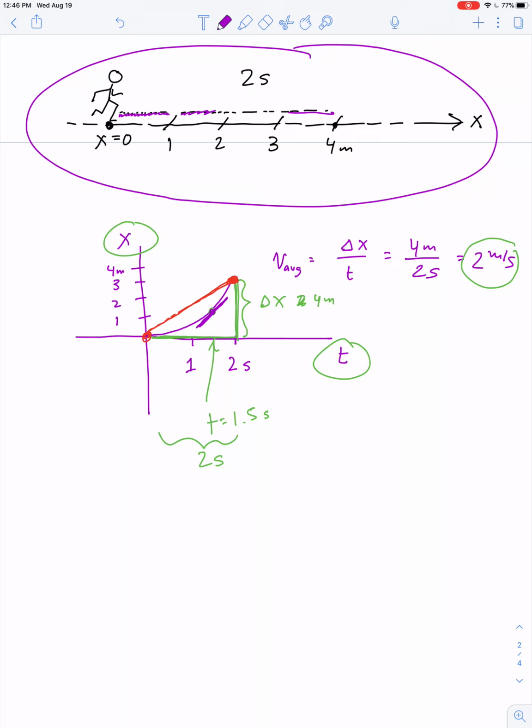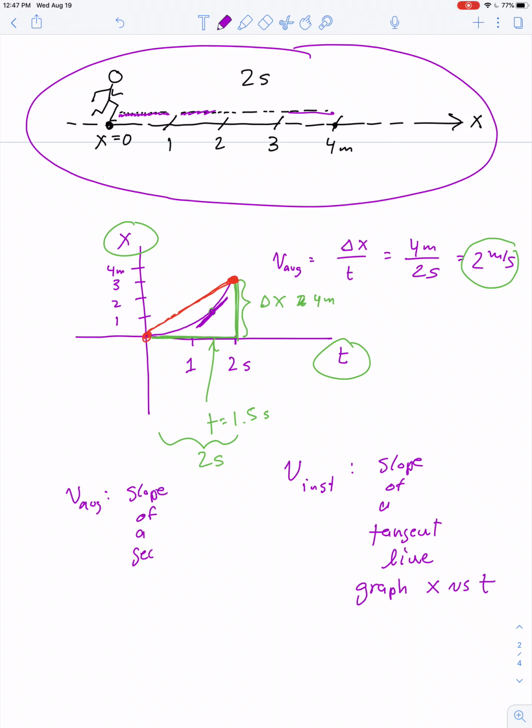So that's probably the best way to think of instantaneous velocity. It's the slope of a tangent line on a graph of position versus time, whereas average velocity is the slope of a secant line between any 2 points on a position versus time graph.